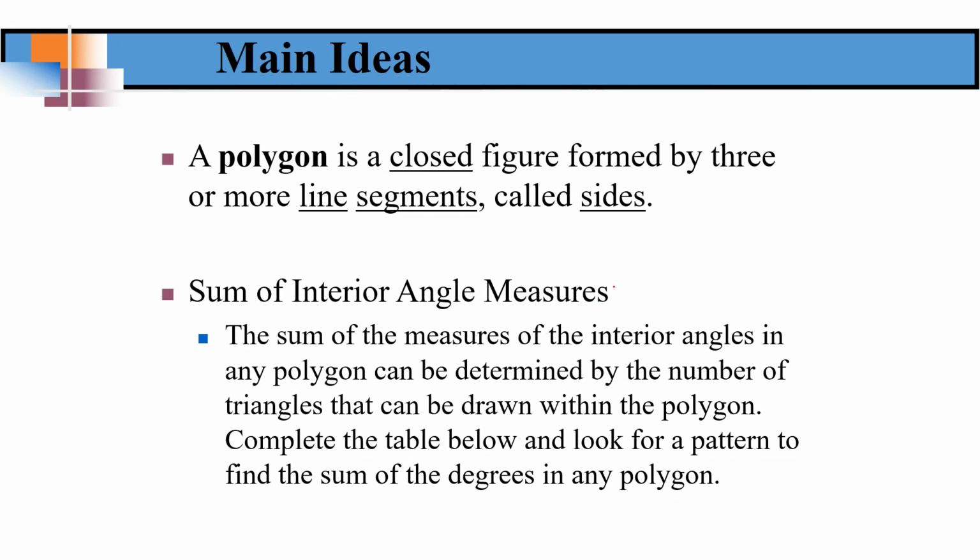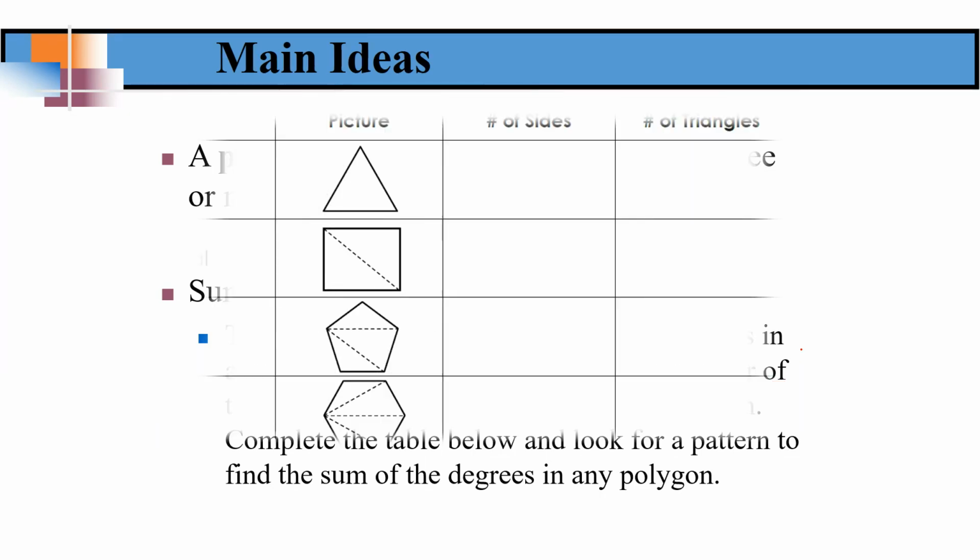Now, we know that the sum of the interior angles in a triangle is 180. But what happens when there's 4 sides, or 5 sides, or 6 sides? Do they all add up to 180? We're going to find that out. Here it says the sum of the measures of the interior angles in any polygon can be determined by the number of triangles, I would underline that, that can be drawn within the polygon, specifically when you draw diagonals from one vertex to another. It says complete the table below and look for a pattern to find the sum of the degrees in any polygon. So let's begin our table.